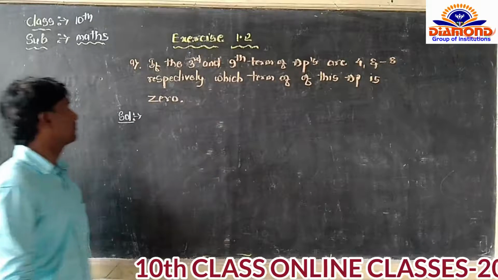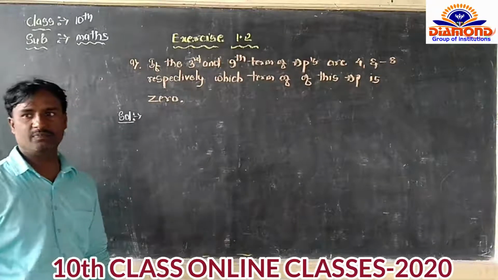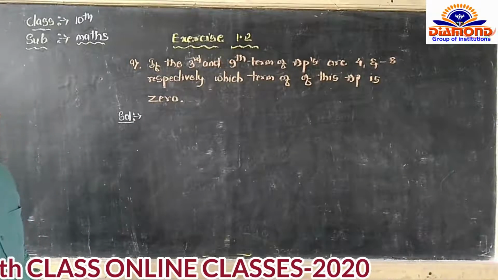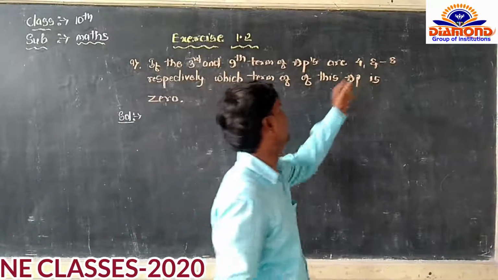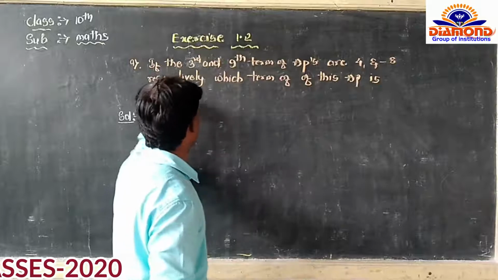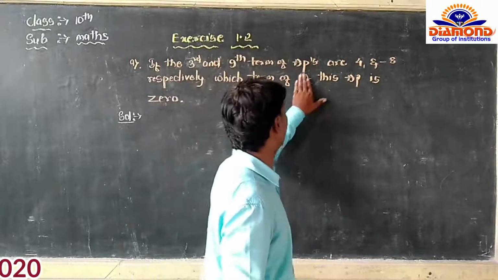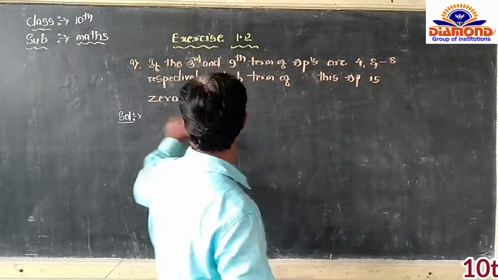Yes, dear students. Let us come to the 9th question. What is the 9th question here? If the third and 9th terms of an AP are 4 and minus 8 respectively, which term of this AP is 0?